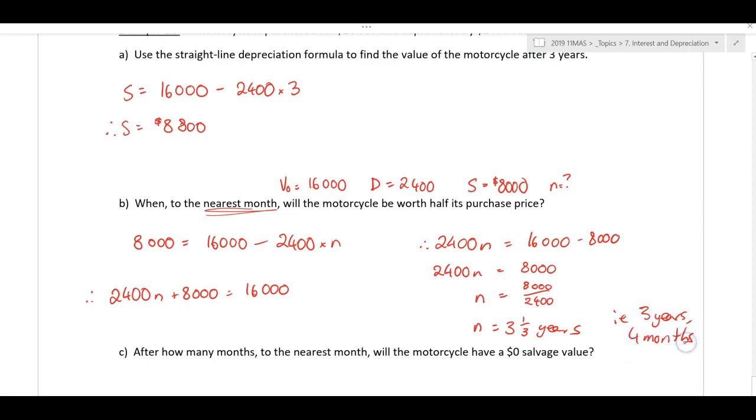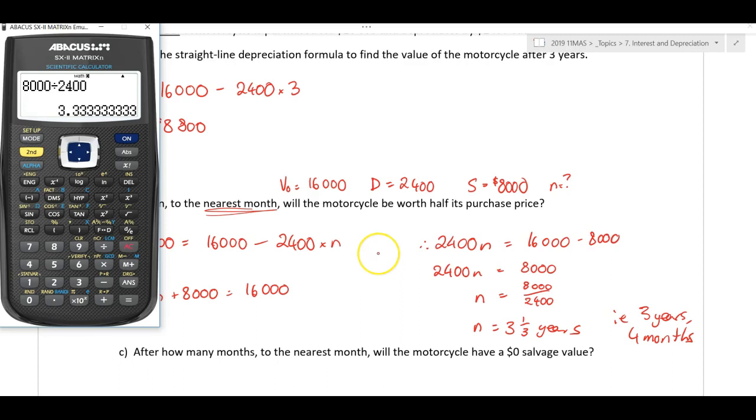If we didn't have something so neat as the 0.3 recurring, what I would suggest you do is subtract the 3 for the years, and then I just know I've got that part of a year left. Multiply that by 12 for the 12 months in a year, and that will tell you how many months as well. Particularly if it's not a nice, neat number like 4, if it's part of a month, it'll be a lot easier to round if you do it that way.